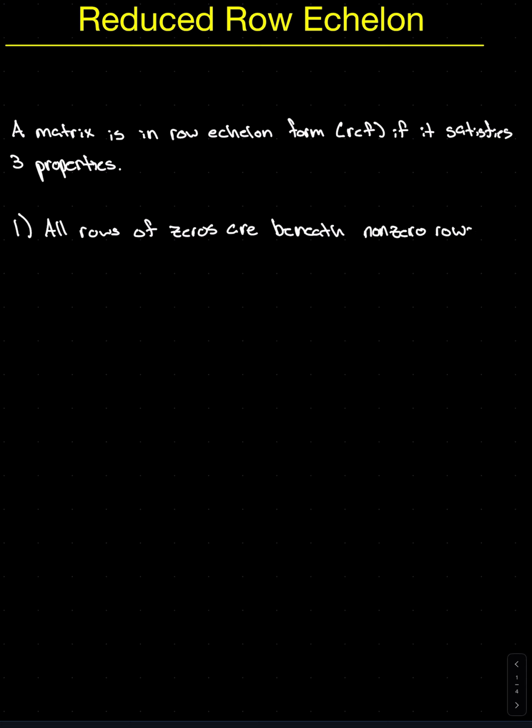This is pretty straightforward. Just to show you a quick example, if we have a matrix like 0, 0, 1, 2, this is not allowed because this row must be at the bottom. To fix this, it would have to look something like this. Yeah, this would be right.